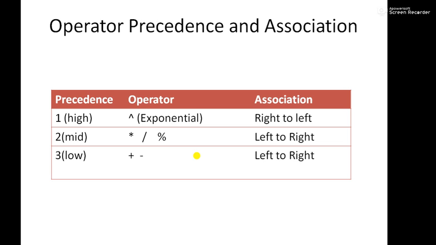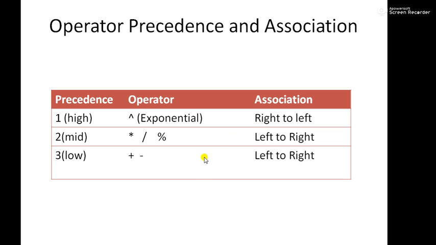Before going to that conversion, we need some highlight of the operator precedence and association rule related with the operators. Presently we are dealing with the 6 binary operators. Exponential always has the highest precedence. Say here I am giving the value 1 as the high, then 2 is the mid, and 3 is the low. The precedence value 2 is for the 3 operators, multiplication, division, and modulus. They have the same precedence and their association is from left to right. And for the exponential, the association is from right to left.